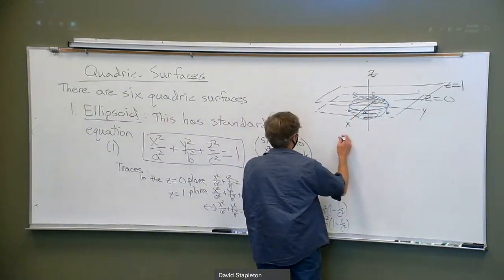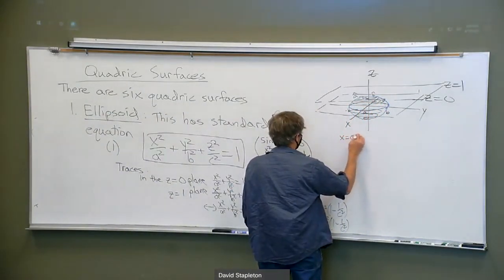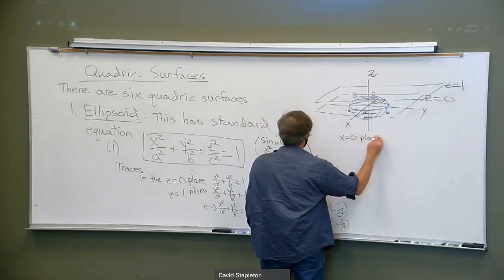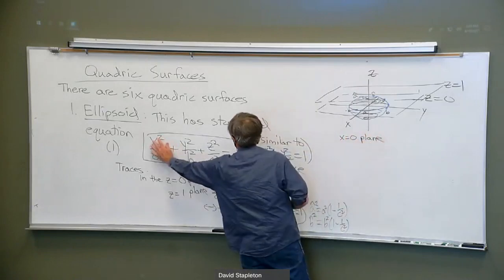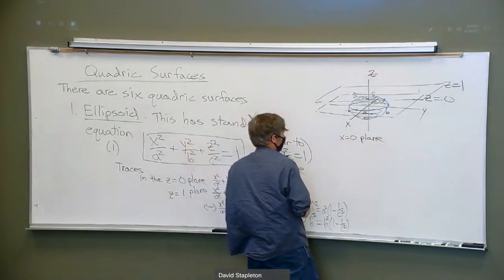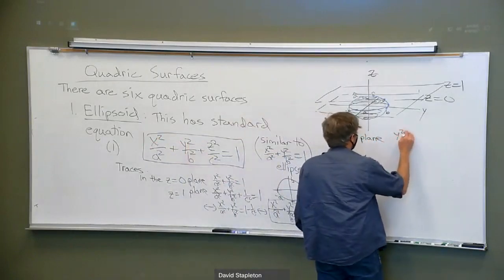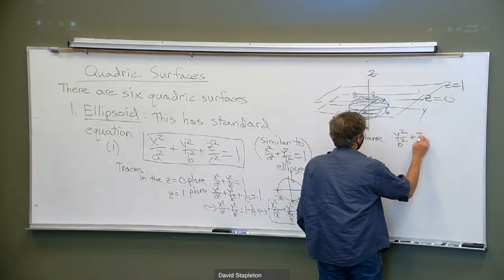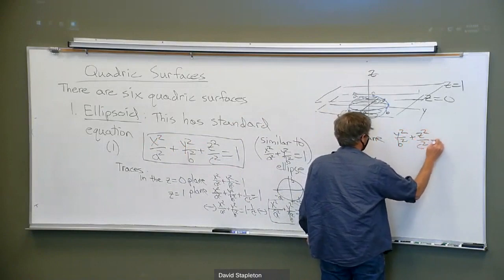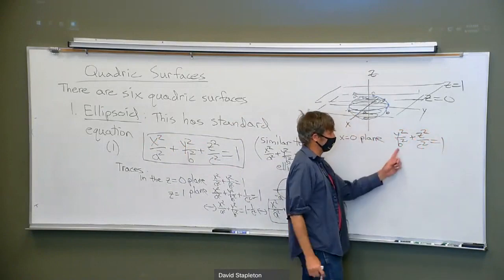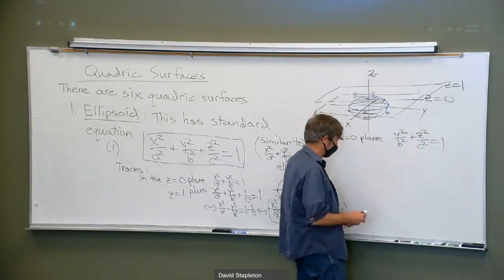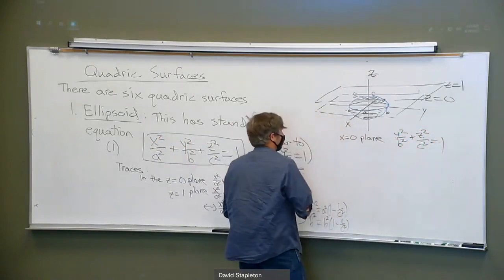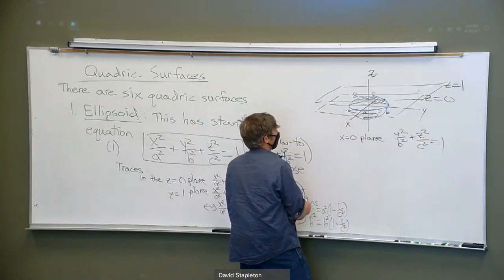We can also do the x equals 0 plane. I wonder what that looks like. Now I just put x equals 0 in this equation. Now I've got y squared over b squared plus z squared over c squared equals 1. I recognize immediately what that is. That's an ellipse with semi-axes b and c in the yz plane. So I recognize now, oh, that's this one right here.